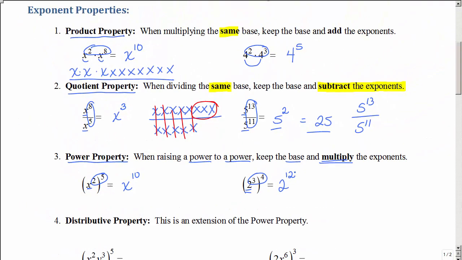Right, so we have three properties. Again, you can add exponents, you can subtract exponents, and you can multiply exponents. But for these first two rules, you have to have the same base. And on the third one, you're just talking about one base, but more than one power.